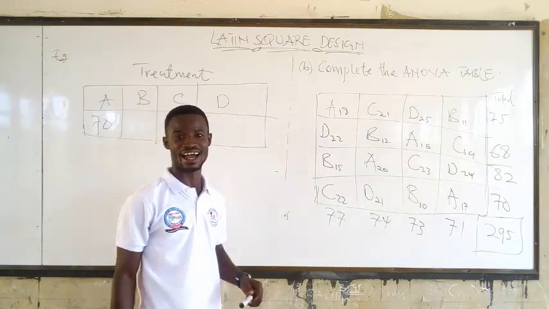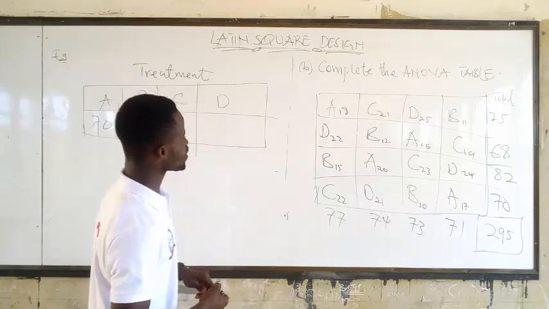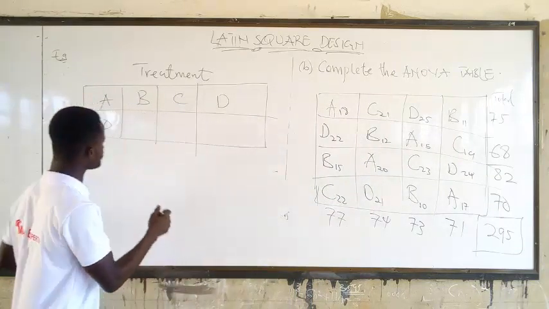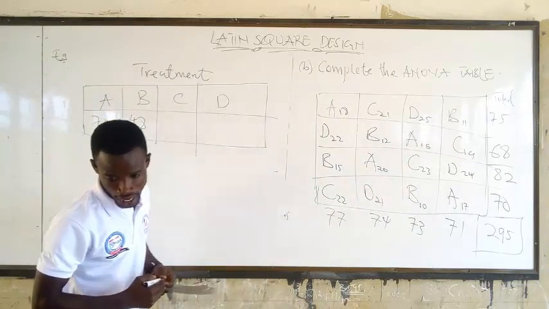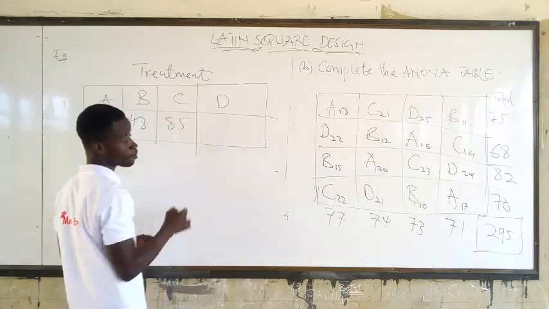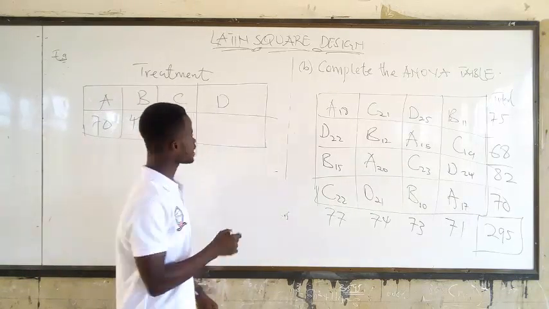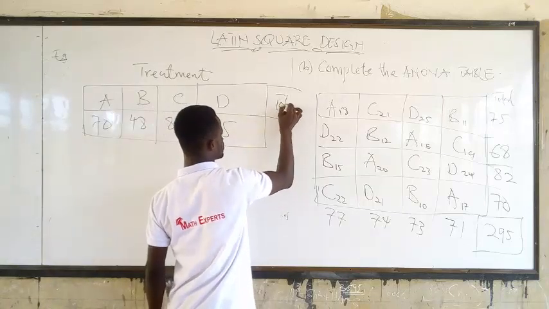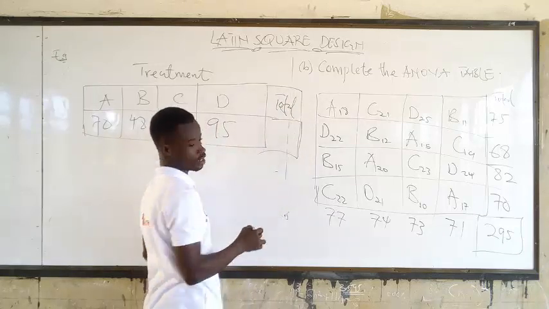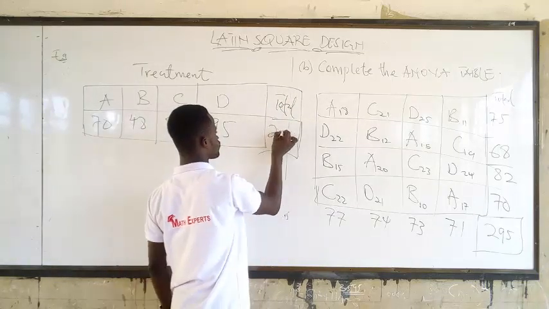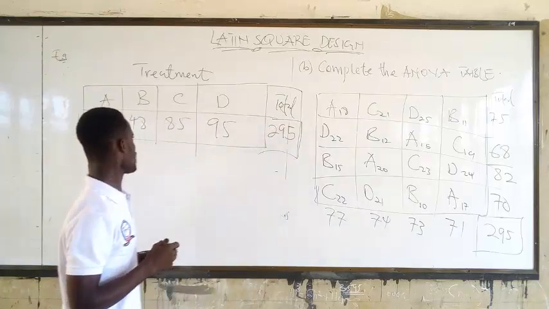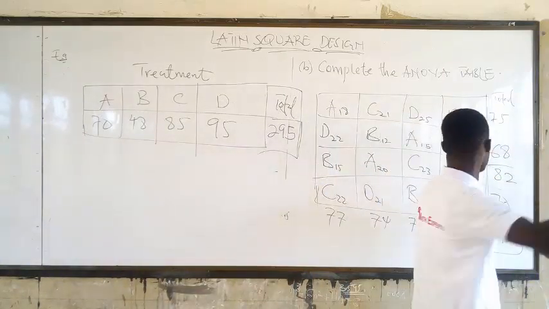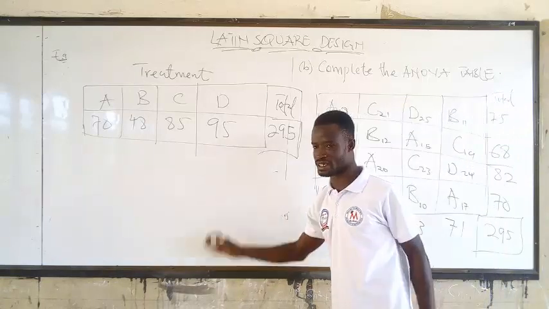Now let's add the B. You can see B here, B here, B here, and B here, and that will give you 48. Don't copy mine, try your own. Then 85, 90, 95. When you are done, you total it, and the total is going to give you 295. That is how we get the treatment totals. So here the row is here, the column is here, and your treatment is here.